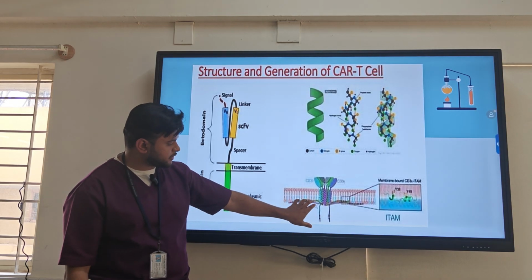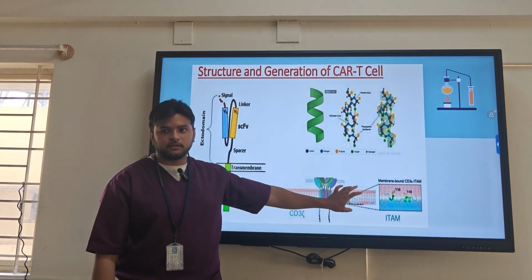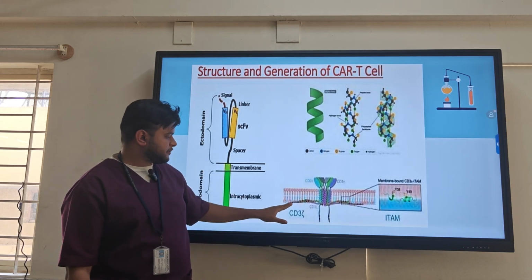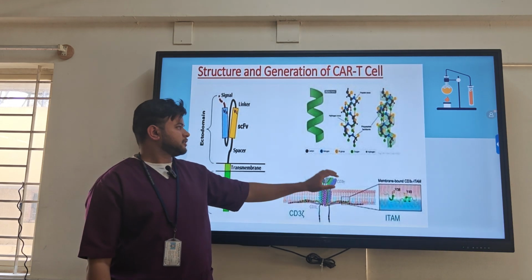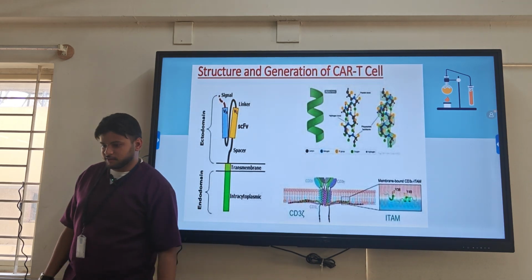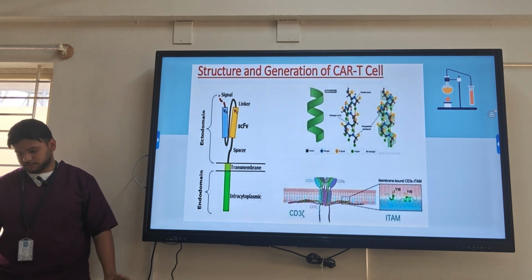It's like destroying the protein bonds of the cell. This is the cell layer, the cell membrane. Here on the cell layer and cell membrane, it is destroying the proteins. Okay, and these are the protein bundles. This is the structure of the CAR T cells, the common structure.